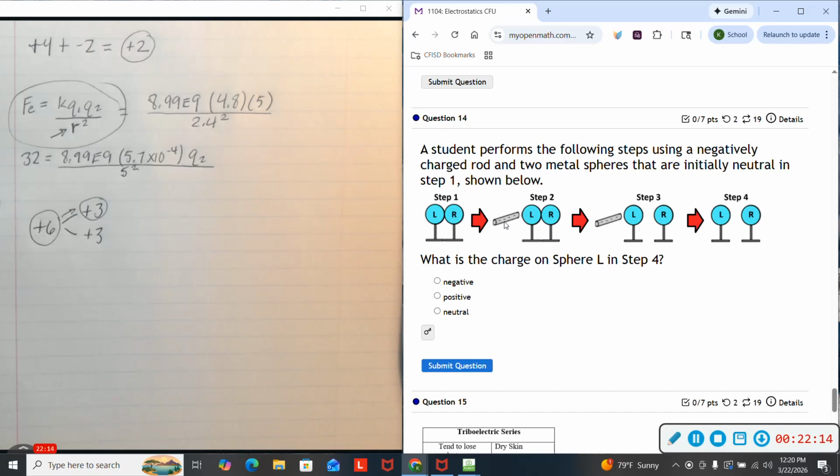That causes polarization. When this negative rod comes nearby, the electrons that were evenly distributed between these 2 are going to flow as far away from this rod as they can. Like charges repel. And so the electrons are going to be more concentrated in sphere R, and because of that, that means sphere L will have lost some of its electrons, leaving sphere L with a positive charge, but it's not permanent until you separate them. And so that's what's happened here by step 4, is that sphere L ends up with a positive charge because the electrons were repelled by the rod. They went into R. R became negative, L became positive.